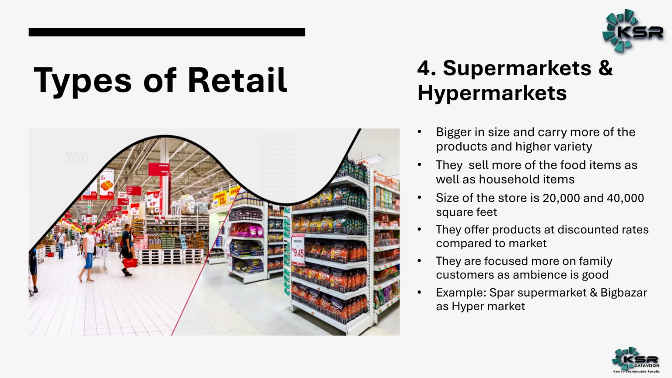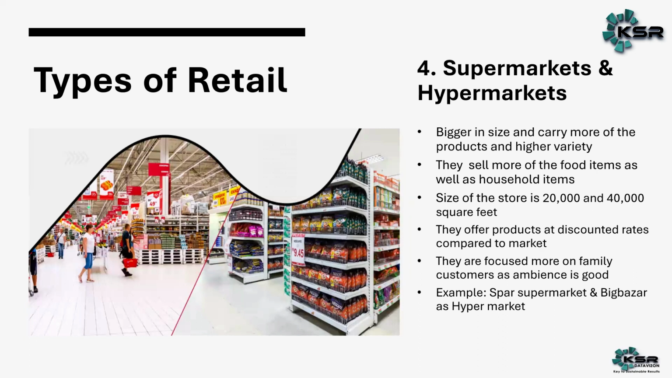These are further bigger in size than the departmental stores, correct? Here you will get more of the food items and household items. The size is really gigantic, 20,000 square feet to 40,000 square feet. It's humongous in size. It can accommodate close to 2,000 to 5,000 people at the same time. We won't see that across the previous three formats, correct?